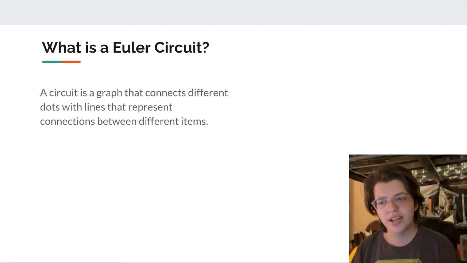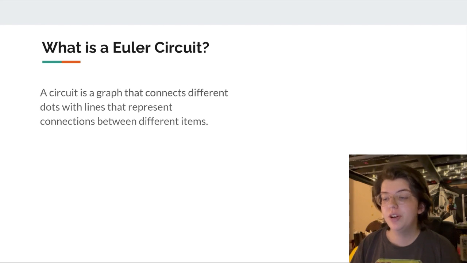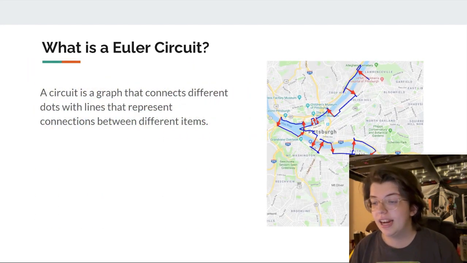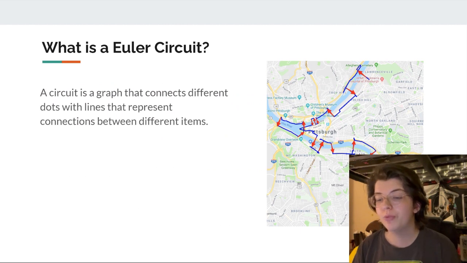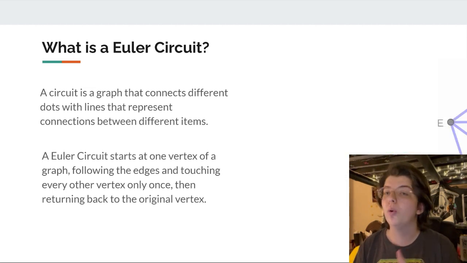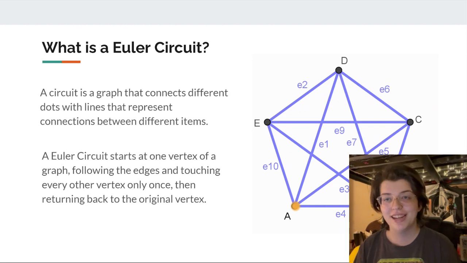What is a Euler circuit? A graph connects different dots with lines that represent connections between different items. For example, cities with roads that connect them to each other, or a set of people who have friended each other on a social media site. But a Euler circuit is a graph where you can start at one vertex, follow the edges, and touch every other vertex, then return back to the original vertex.